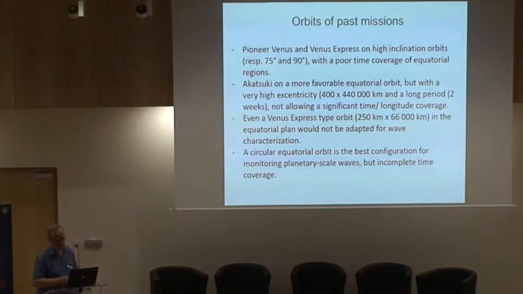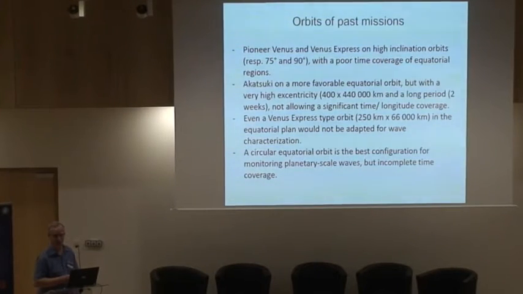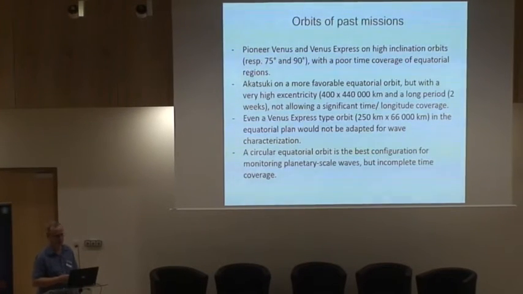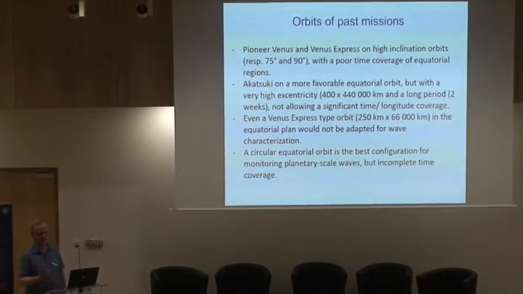And so I will come back to the scientific objectives, but for past missions, the orbits were really not ideal, not optimal for measuring waves. Pioneer Venus and Venus Express are on high inclination orbits, with a poor time coverage of equatorial regions, because the ideal orbit is an equatorial one.